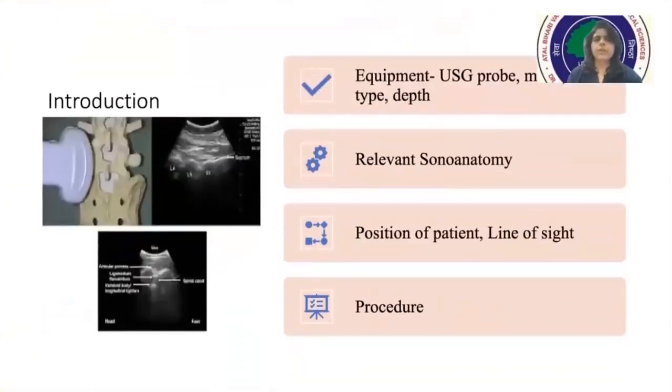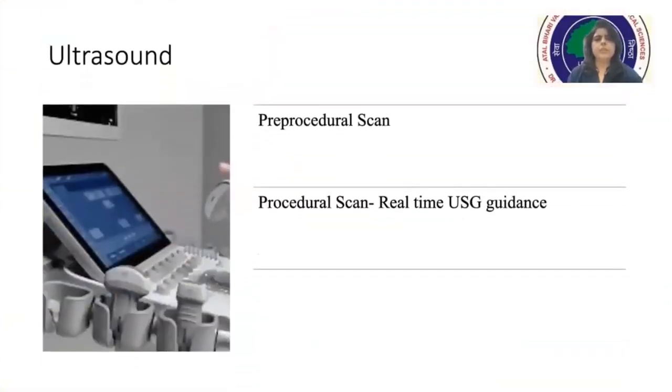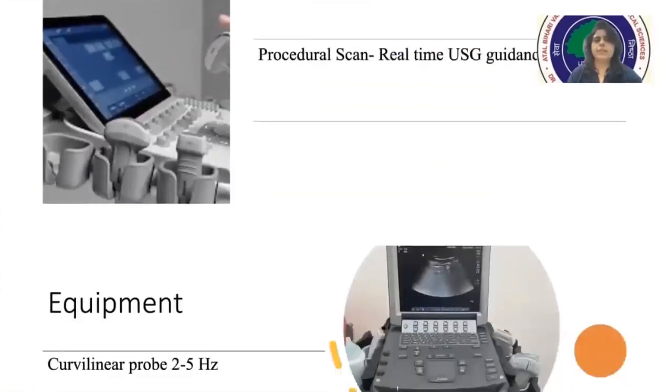So before going into detail, I'll let you know what I'm going to teach. I'll tell you about the equipment, ultrasound machine, relevant anatomy and sonoanatomy, and then we'll move on to the procedure. So for achieving neuraxial block, we can use the technique in two ways. Either we can do a pre-procedural scan or we can do a dynamic scan. But this dynamic real-time scan is quite cumbersome and it has a long learning curve. And as of now, to achieve neuraxial block, most of the anesthetists are using pre-procedural scan.